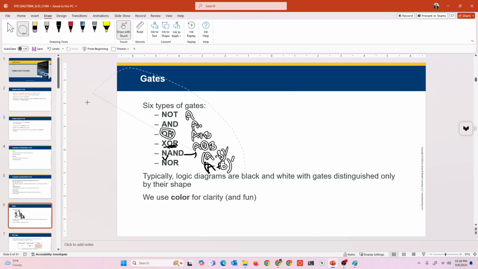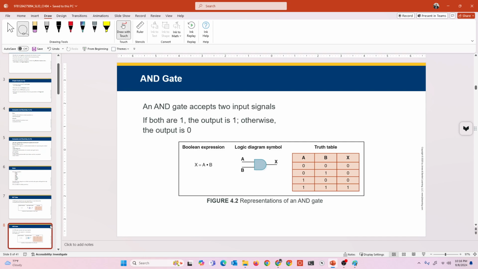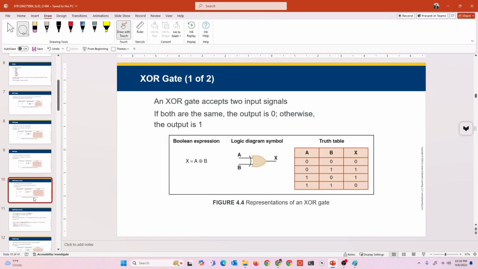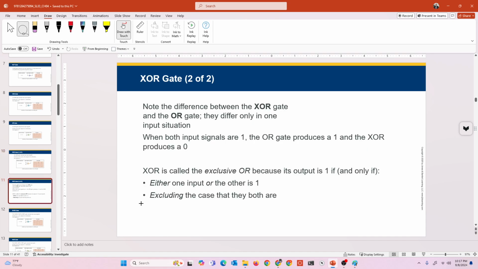Okay, let's go further. We talked about that. See how we are going. We talked about XOR. If they are the same, it's a 0. Otherwise, it's a 1. So if A and B are the same, it's a 0. See, 1, 1 is a 0. Otherwise, it's a 1. So it's comparing A and B, and it gives you 1 when they are different. That's basically what it is.